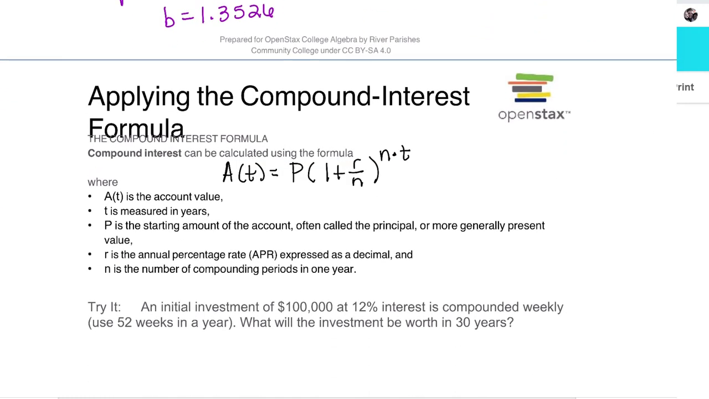Alright, so we're going to stop here, and we'll pick up with part 2 of the video where we will talk about compound interest.